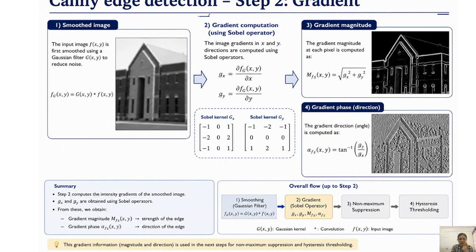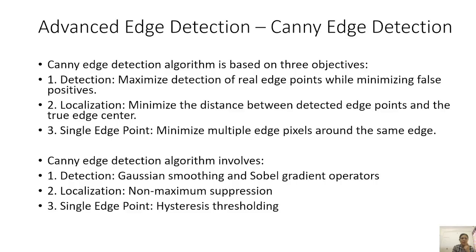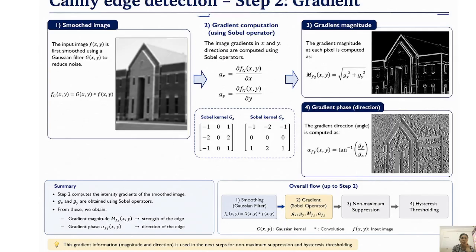So first, the Canny edge detection algorithm: we do the Gaussian smoothing and the Sobel gradient operator. First, we smooth the image. For example, I've taken the previous image used in the edge detection algorithms. The input image is f(x,y). It is first smoothened by a Gaussian filter G(x,y) to reduce the noise. That is our first step, and it is common in both Marr-Hildreth and the Canny edge detection algorithm.